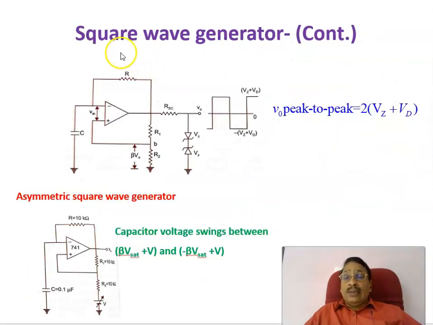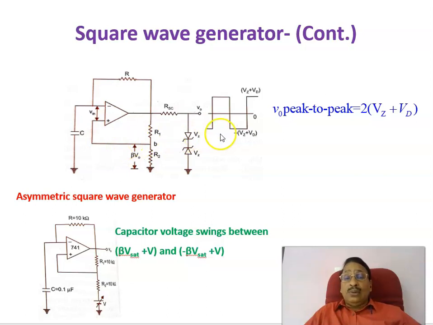Now continuing the square wave generator operation here, as we have already seen, a positive feedback with R1 R2, that is beta times V naught, is taken and given to the non-inverting input, and to the inverting input through an RC integrator circuit, where the capacitor gets charged. And this is what we have already seen as a square wave generator. Now in the square wave generator, the output will be either plus VSAT or minus VSAT.